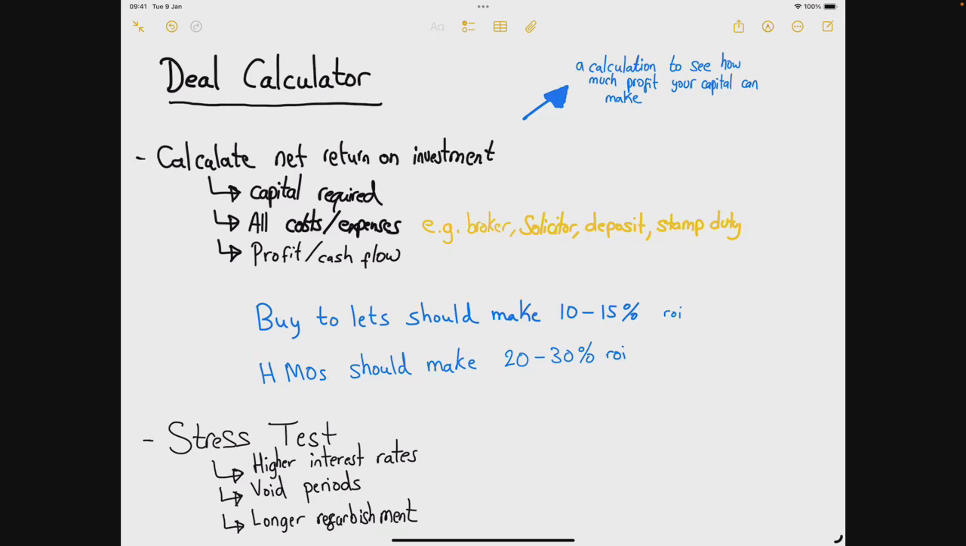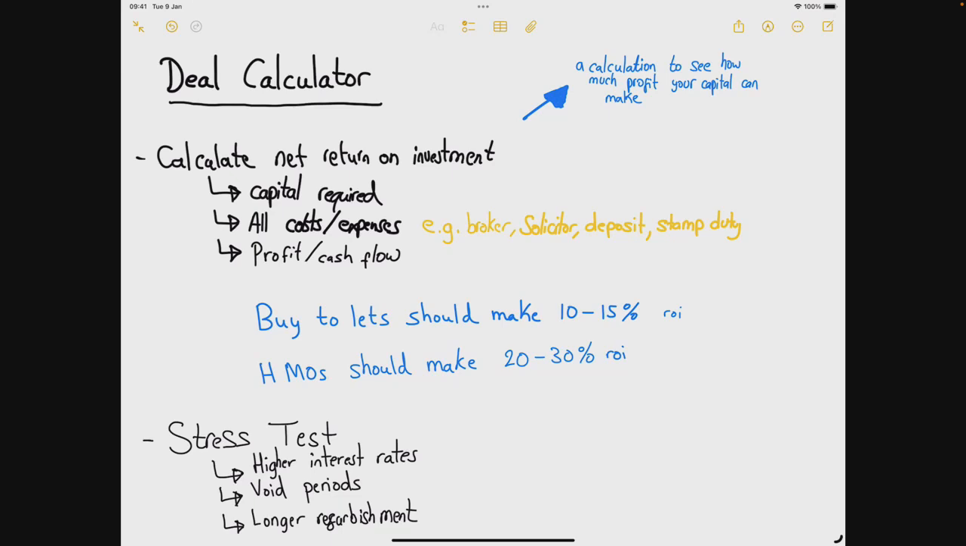And in this video, I'm going to show you exactly the types of calculations that you need to do for your property investments. Starting from the top, you need to calculate your net return on investment. What is your net return on investment? Well, it's a calculation that enables you to see how much profit your capital can make, because it's all about net return on investment. Because the cash flow and the profits you make need to be calculated in relation to the amount of capital that you have. Because if you have £1 billion and you make £1, that's not very impressive. But if you have £5 and you make £1 from it, that's decent, that's pretty good. And so it's all about net return on investment. How well and how effective is your capital in generating cash flow?